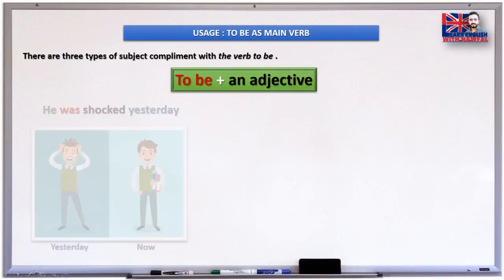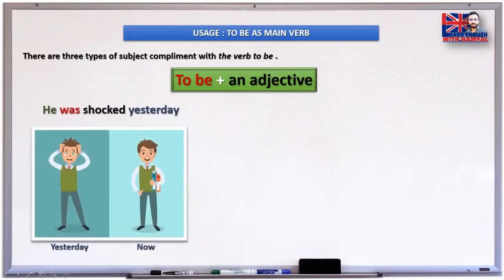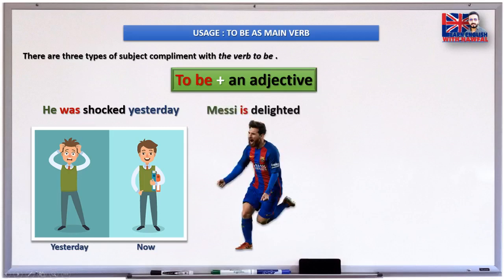Let's see some examples. He was shocked yesterday. So as you can see, he is the subject, was is the linking verb to be, shocked is the subject complement, and it is an adjective. Okay. Missy is delighted. Missy is the subject, is the linking verb of this sentence, delighted is the subject complement, and it is an adjective.